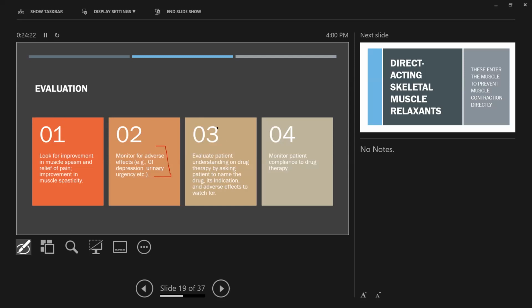Make sure the patient understands the drug. Make sure they know the name, make sure they know what it does, make sure they know what to expect in terms of side effects, and just monitor their compliance and make sure they're not taking too much of this. Some of these drugs, like for example, carisoprodol, is addictive. It can cause euphoria. So be careful of some of these. Make sure they're not ODing on them as well.